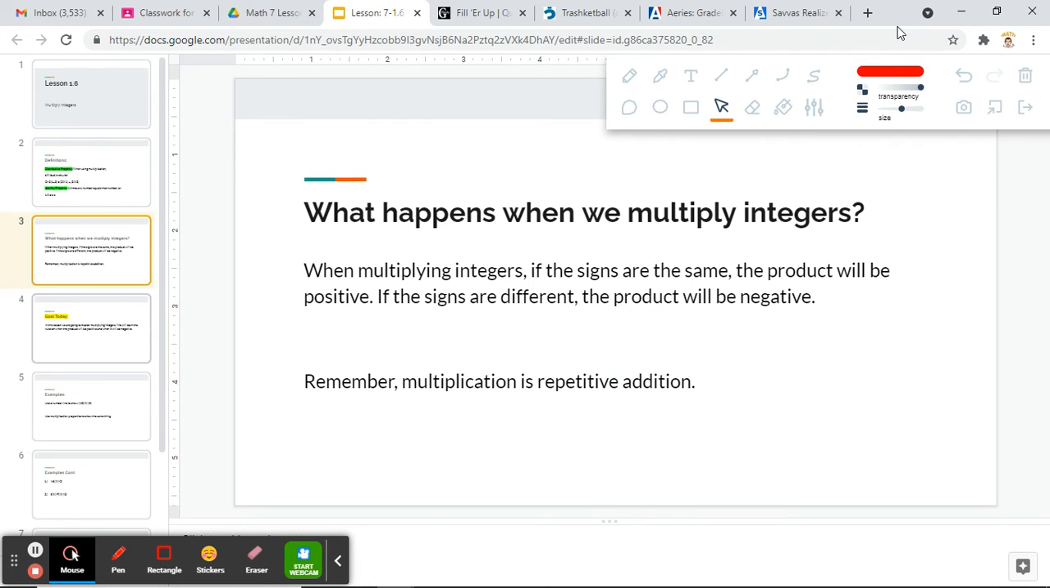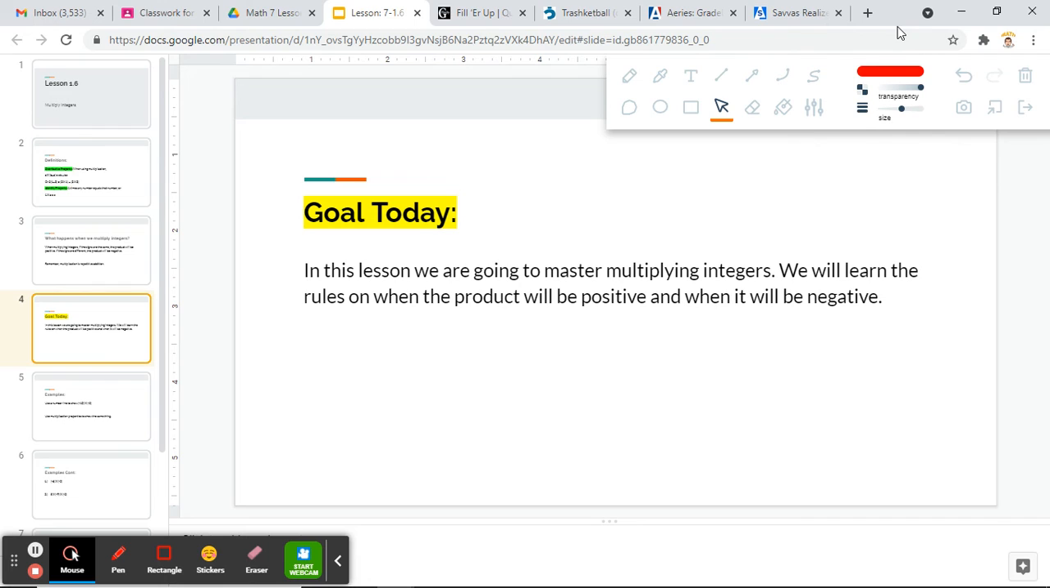Alrighty, so let's get into some examples, our goal for today. So in this lesson, we are going to master multiplying integers. We will learn the rules on when the product is going to be positive and when it's going to be negative.